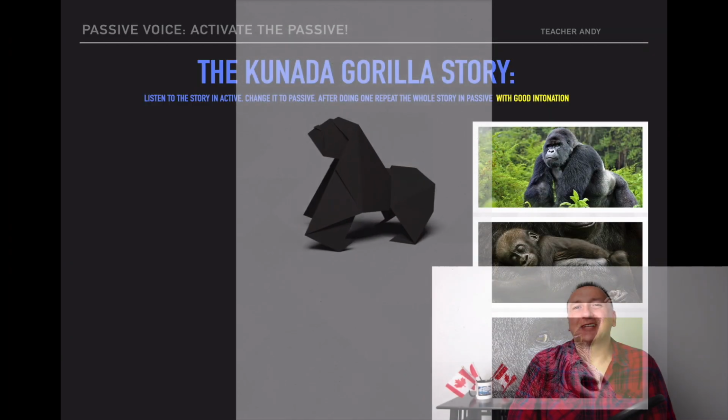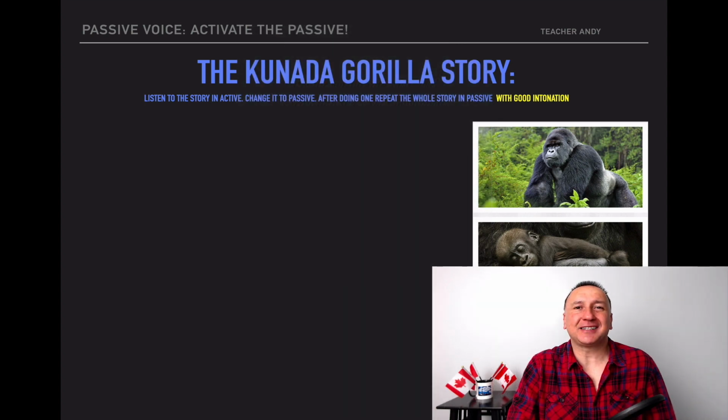For sure, in terms of gorillas and their endangerment, we have to be active and not passive. But unfortunately, here we're talking about grammar. We have to look at passive voice. So the next exercise is going to be one that I created myself with a colleague of mine whom I remember really, really well. And this is the story of Konada gorilla.